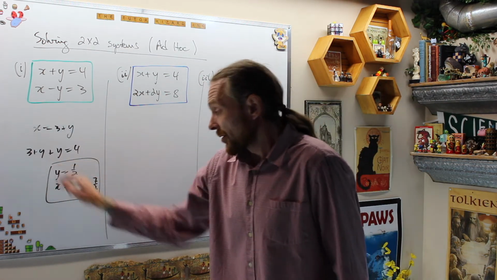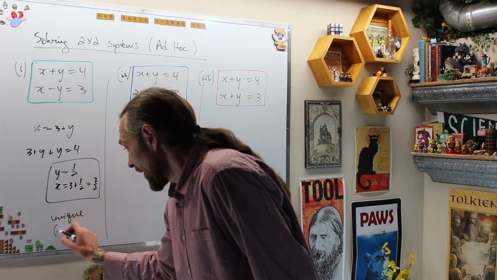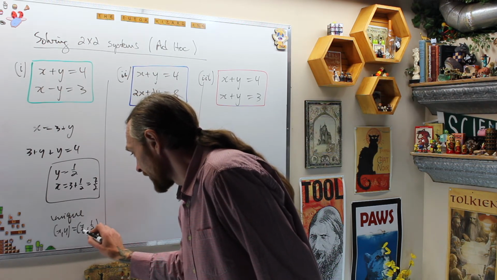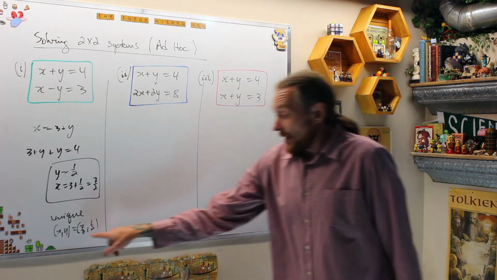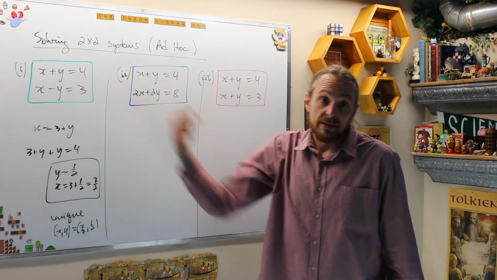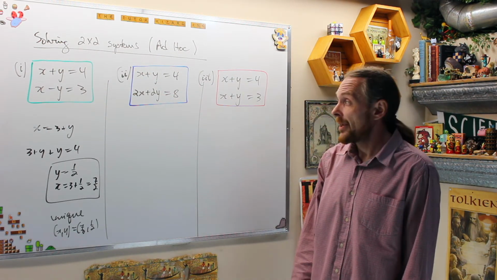So we get the unique solution. There's only one solution to this. The only ordered pair (x, y) is (7/2, 1/2). That's our unique solution. And you can check, if you put those in there, which we just did in the last scene, it solves both equations simultaneously, not just one or the other. So this is the only solution.